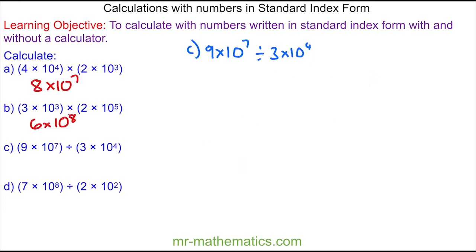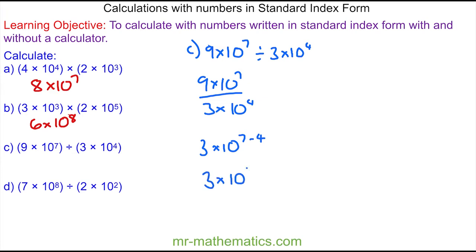So for question C, I'm going to write it as a division. So I've got 9 times 10 to the 7 over 3 times 10 to the 4. Because I like to see, I can do the 9 divided by the 3 to make 3. And now I can use the division rule where I've got 10 to the 7 divided by 10 to the 4, which is times 10 to the power of 7 take away 4. So I've got 3 times 10 to the power of 3.